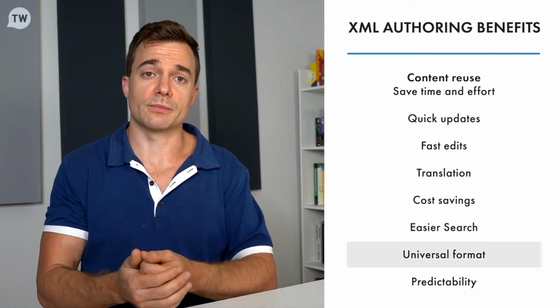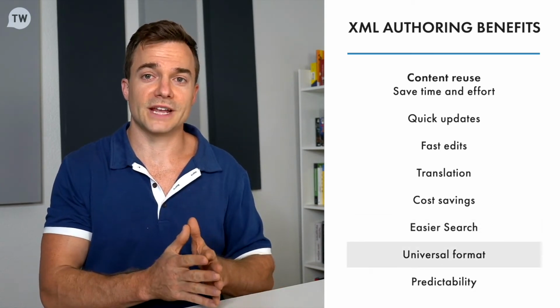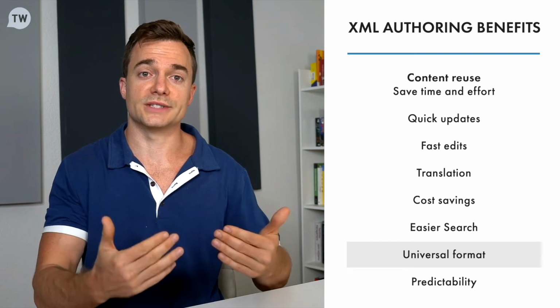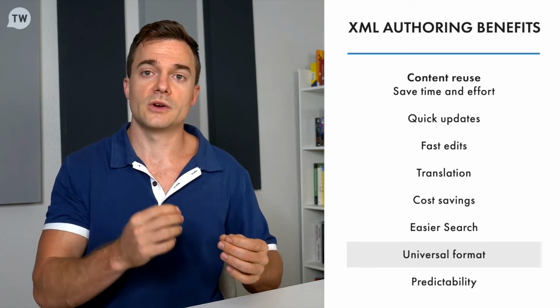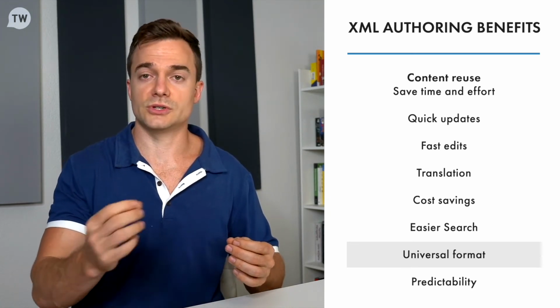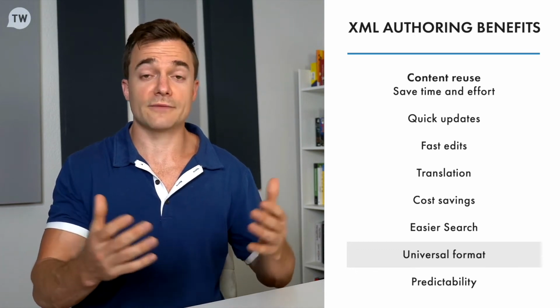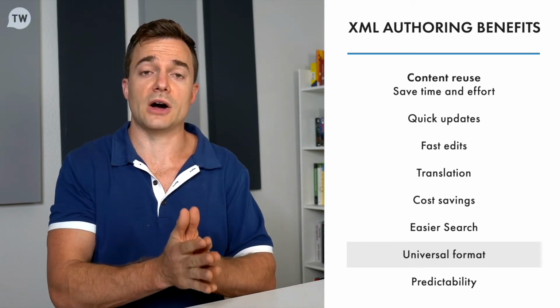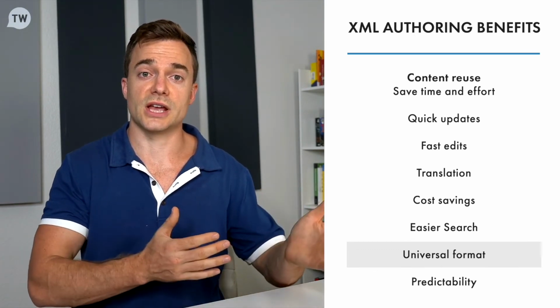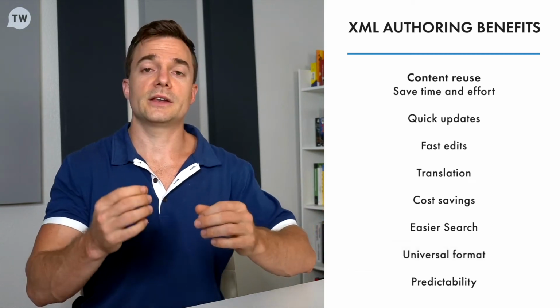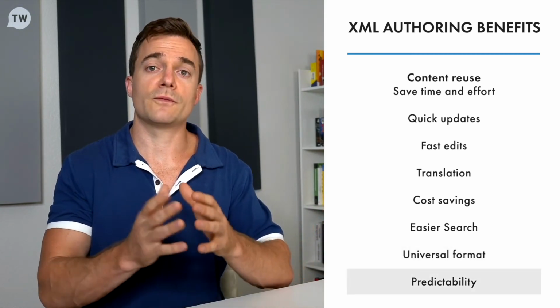And then we have universal format. If you acquire another company, and as long as their content and your content both use an XML format, well, you can integrate their documentation into your own, with your own branding and formatting. And this is an example of how XML allows easier exchange and reuse of content. And next we have predictability. The predictable format allows for easier authoring and comprehension.